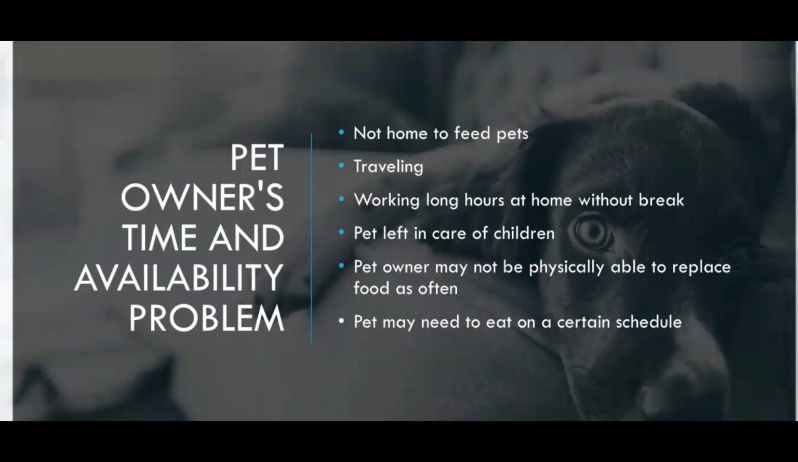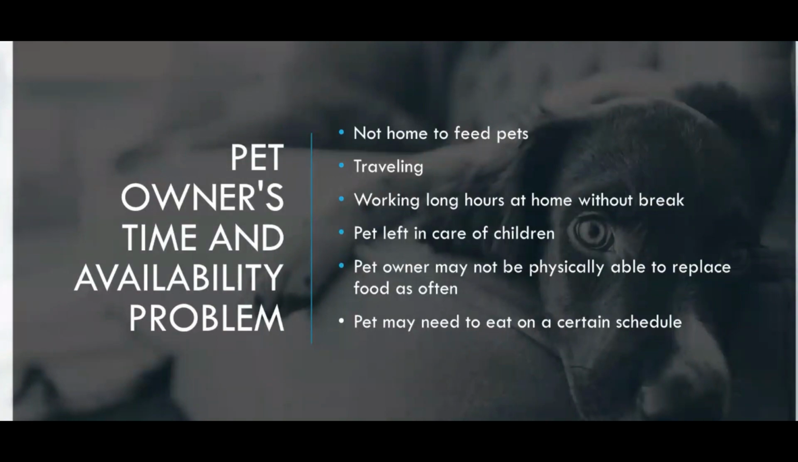So the pet owner's time and availability is the main problem. That's who would buy our pet food dispenser, and that's who we'll be solving a problem for. Yes, we'll be solving it for the pet themselves, but the pet themselves can't actually pay us. So we're really doing it for the pet owner who can actually spend the money with us. So what's their problem? Well, they're not home to feed their pets. That's the first thing. Some of them might be traveling. They're working long hours at home without any break, and they don't have time to go feed the pet in between, right? The pet is left in the care of children sometimes when they're out of town and the kids are home.